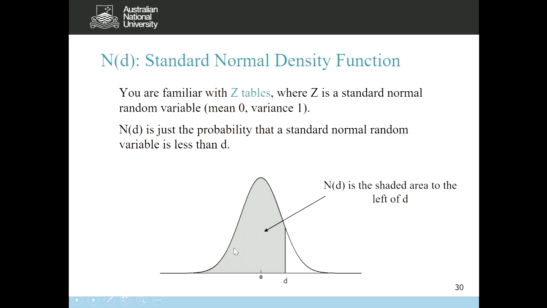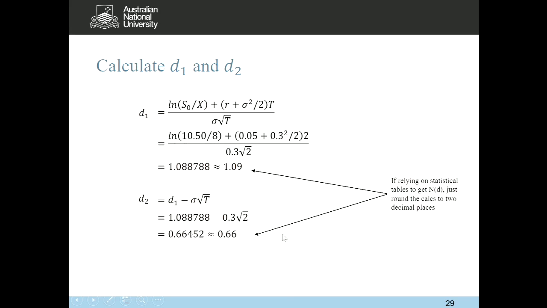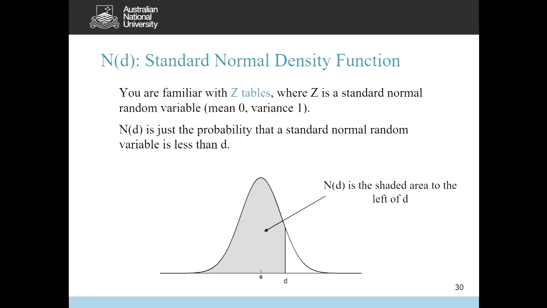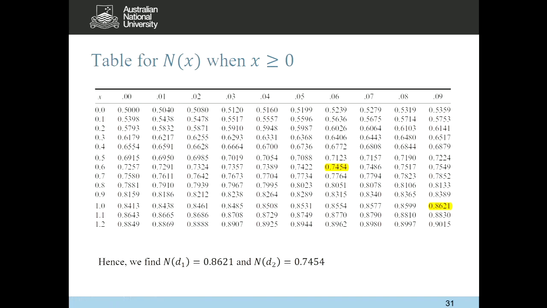And N(d1) is the shaded area underneath the bell-shaped curve. That's what we're going to look for. Let me repeat: d is not a probability. You can regard d as the Z value, and N(d1) gives you the shaded area underneath this bell-shaped curve. So let's find what N(d1) is.